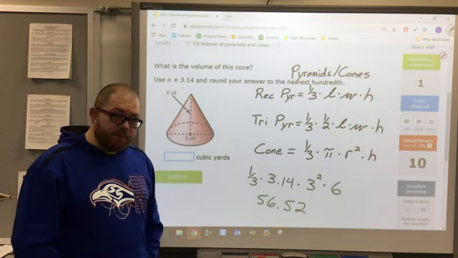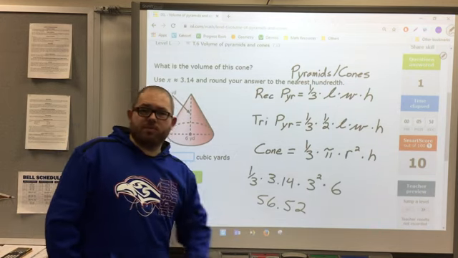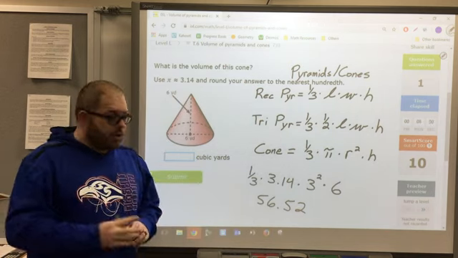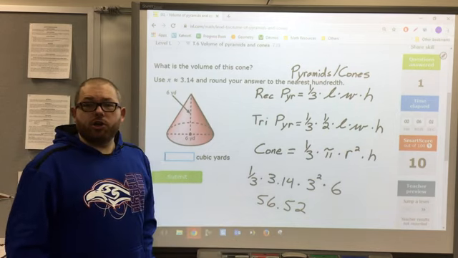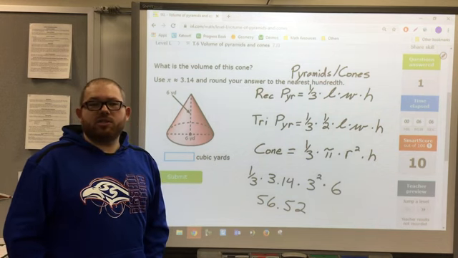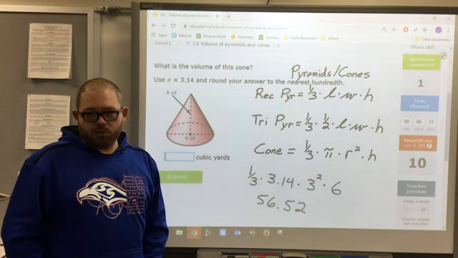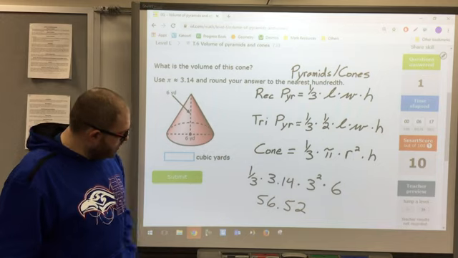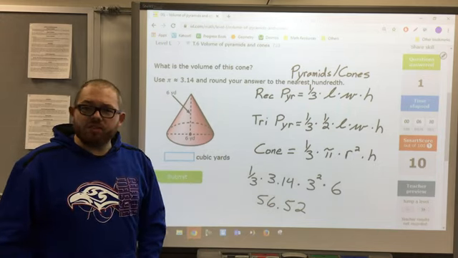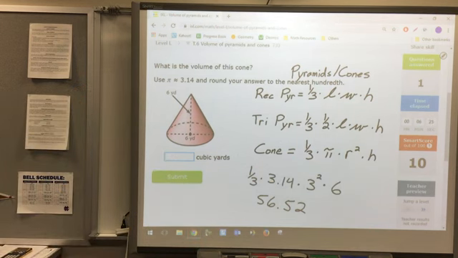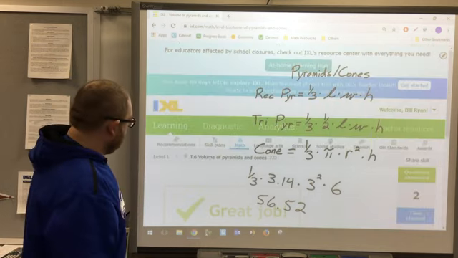You type in that answer. But if I would have had more than 2 decimals, I would need to round this number so that there was only 2. You do have to round correctly. The good news is by them using 3.14 instead of the pi button, most of the time you will not get extra decimals. So keep that in mind though. If there is more than 2 decimals, you'll have to round. So we'll type in 56.52 just to verify that our score increases. And there you go.